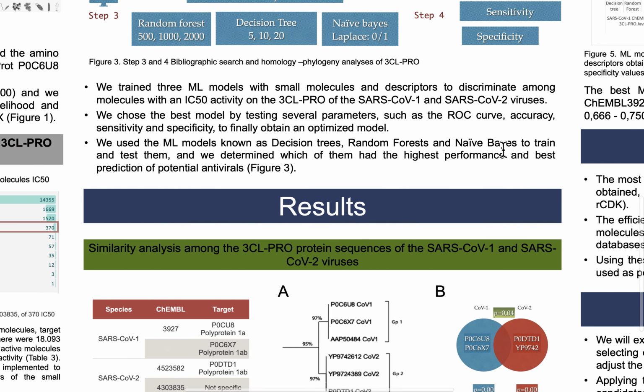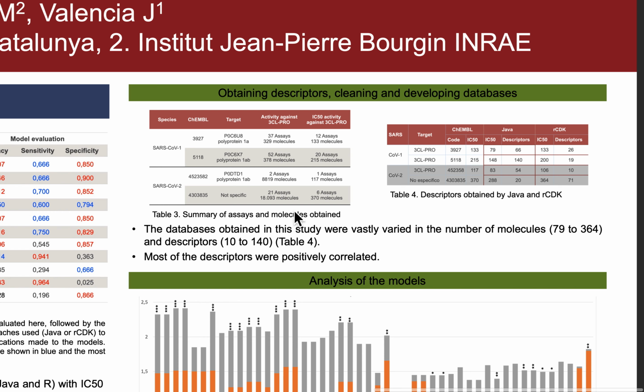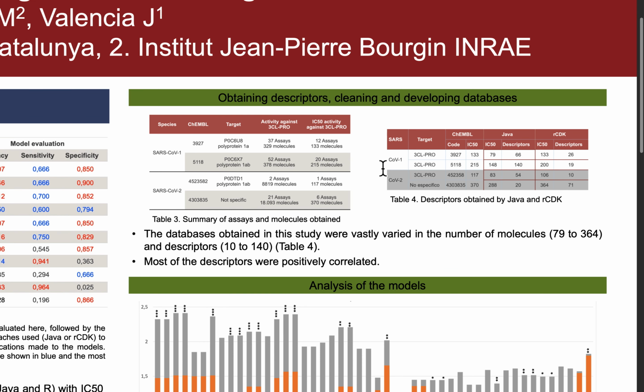Later, we obtained the descriptors and developed several databases. In table 3, we summarize the numbers of assays and molecules obtained with an activity against the SARS-CoV-1 and 2. And in table 4, we show the 8 databases obtained in this study, which varied vastly in the number of molecules and descriptors.